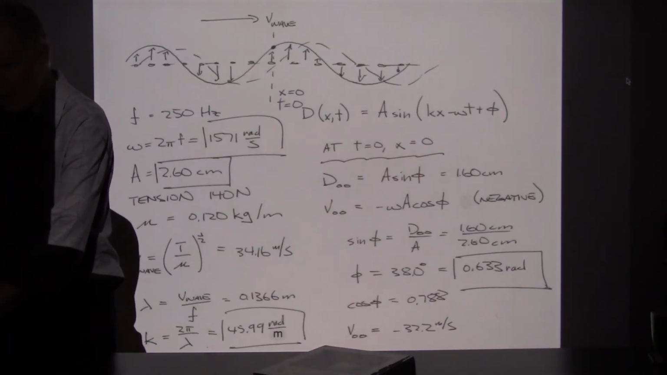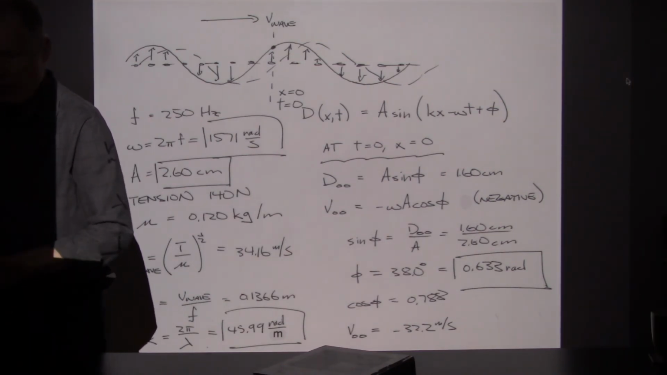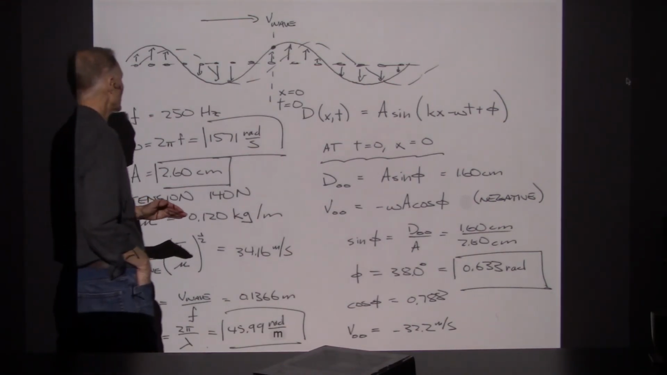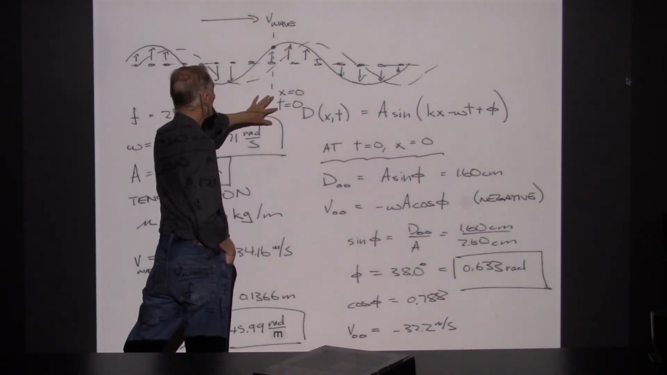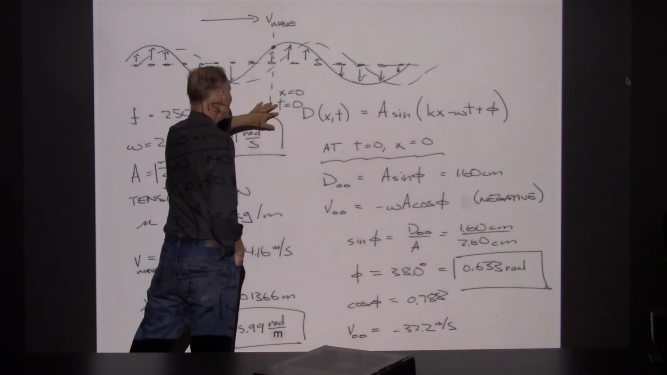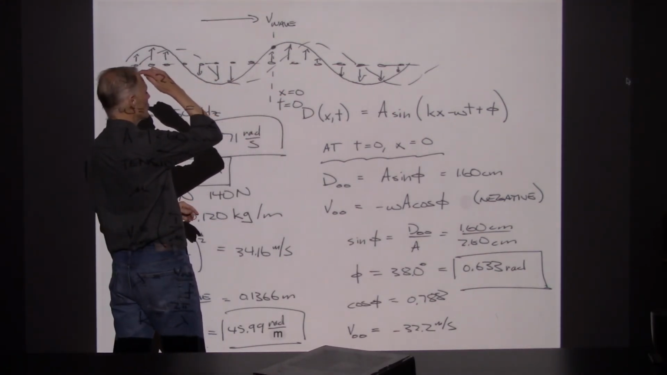Now, what parts am I interested in? Some parts of this I'm not so interested in. So let's say at x equals 0 and t equals 0, well, at t equals 0, this is what the picture looks like.